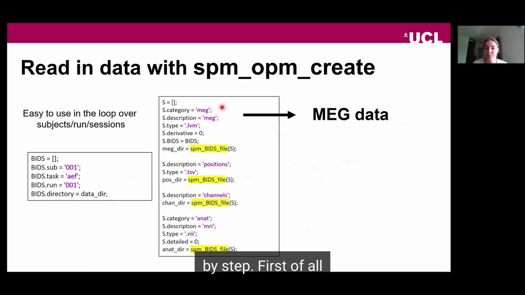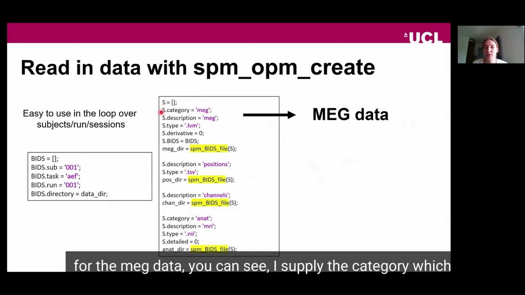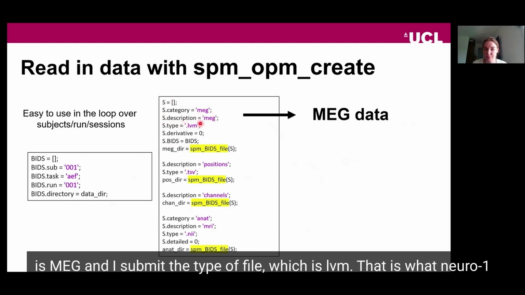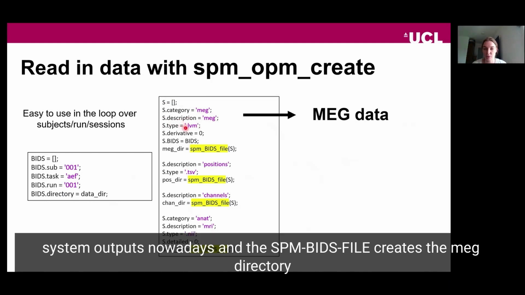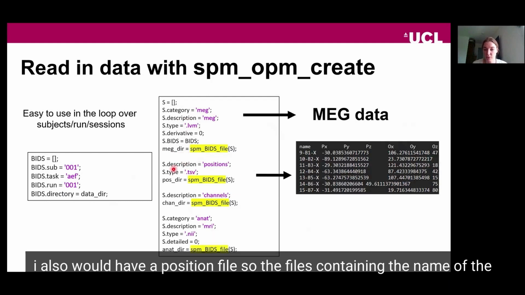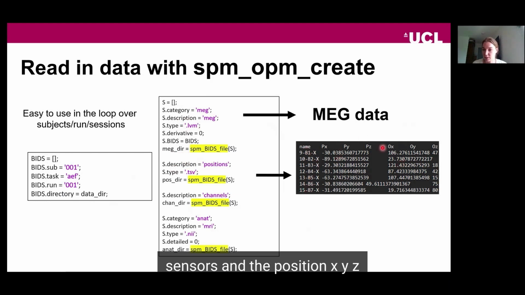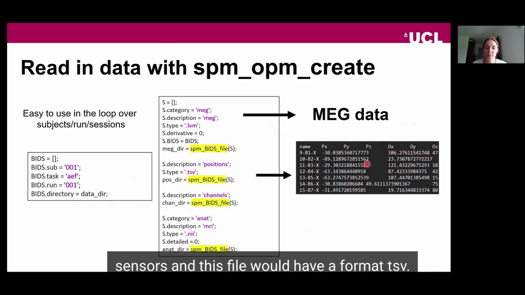First of all, for the MEG data here, you can see I supply the category, which is MEG, and I submit the type of file, which is LVM, which is what the Neuro1 system outputs nowadays. And spm_BIDS creates the MEG directory for me. I also have a position file, the file containing the names of the sensors and their position, X, Y, Z, plus the orientation of the sensors. This file has the TSV format.